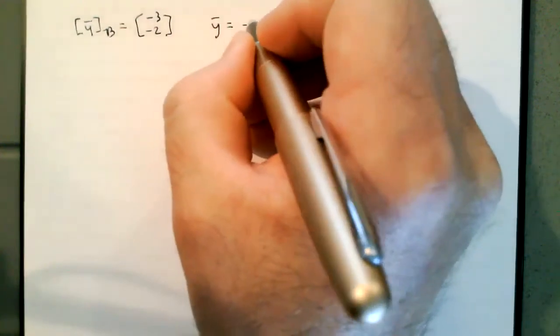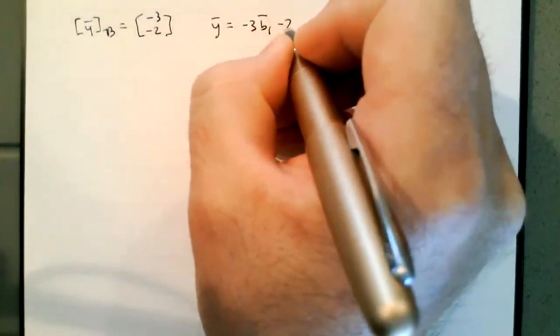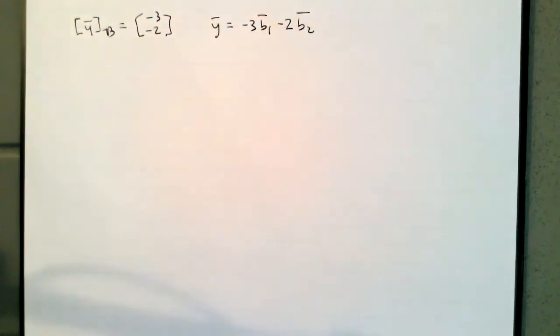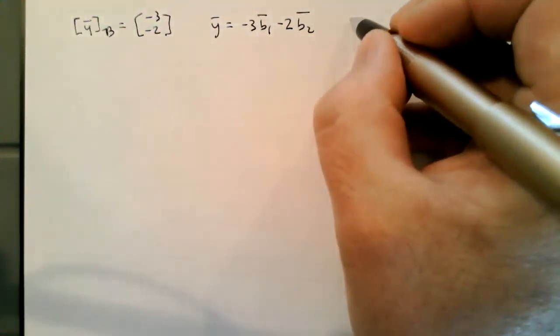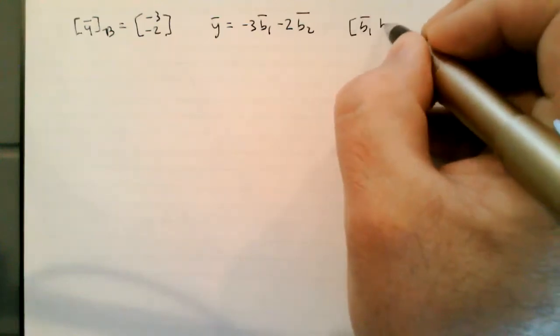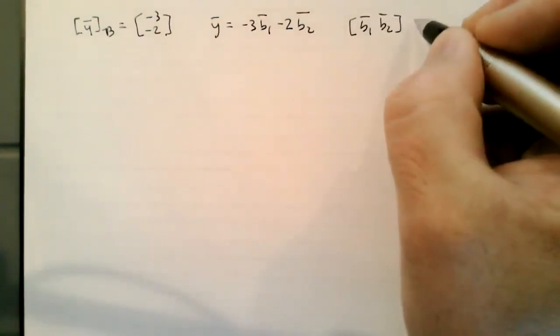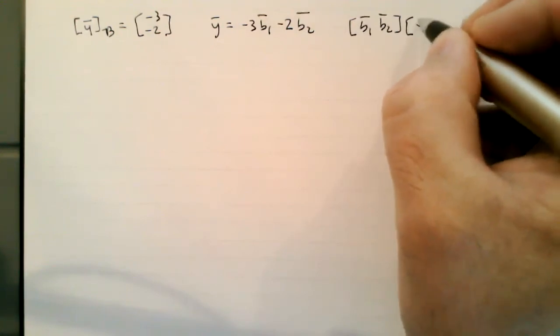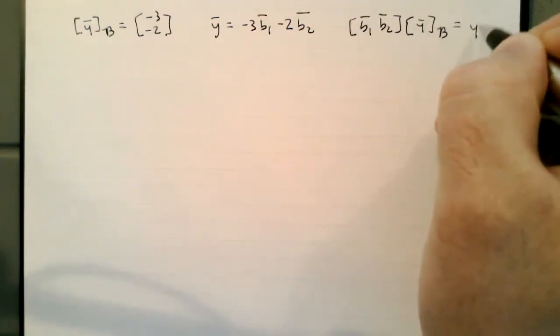So what this means, since the b coordinates of y are -3, -2, is that y is -3 times b1 minus 2 times b2. Or I could frame this as a matrix multiplication. I could say the matrix b1 and b2 multiplied by the b coordinates of y will give us the standard coordinates of y.